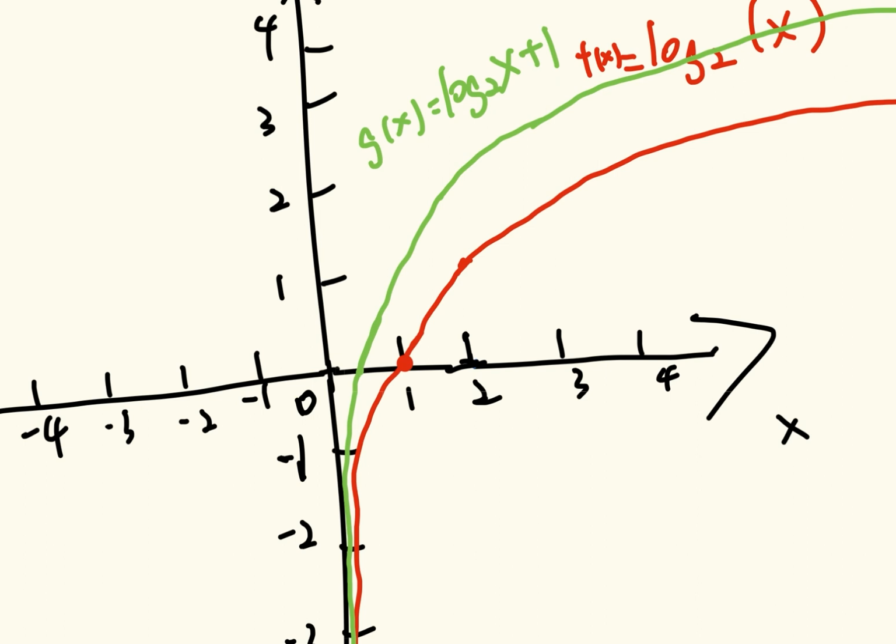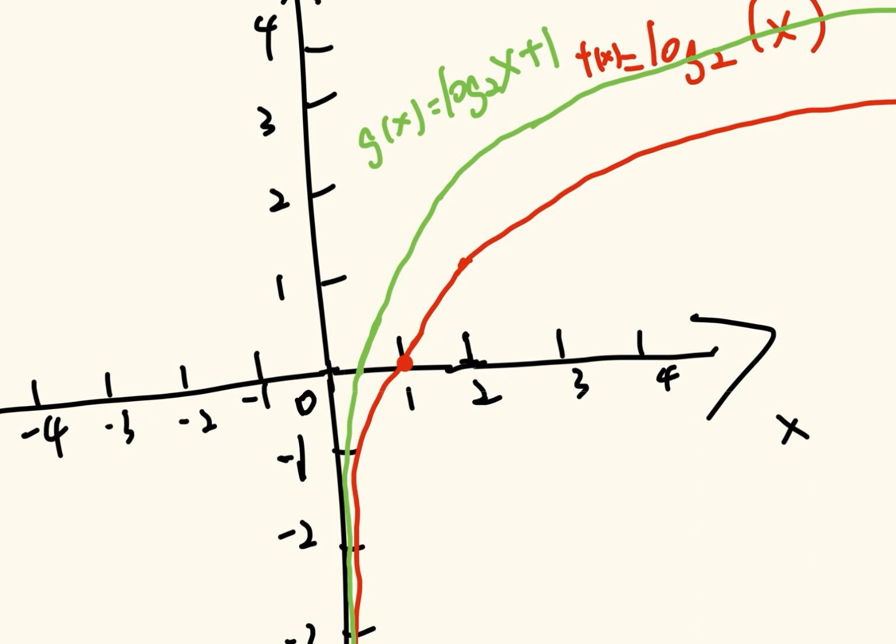Conversely, if we replace y with y minus k, the graph will shift k units downward. Let's consider the same function f(x) equals log base 2 of x. The graph is shown in red.